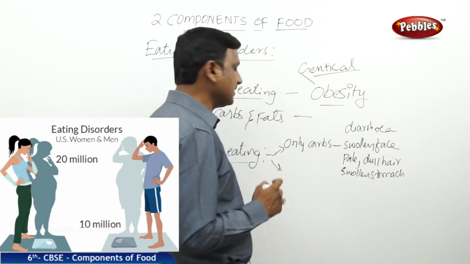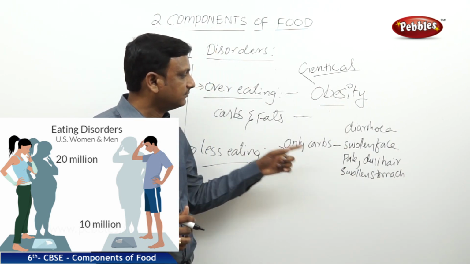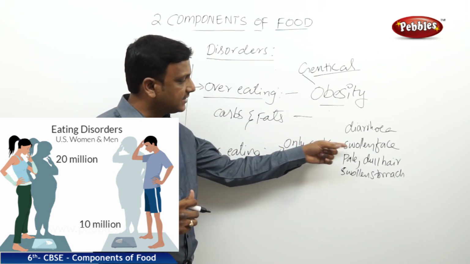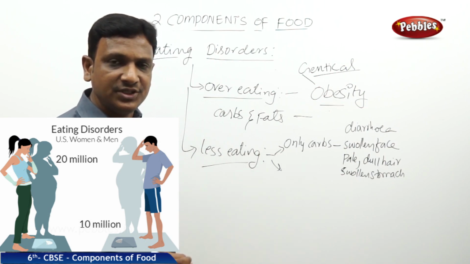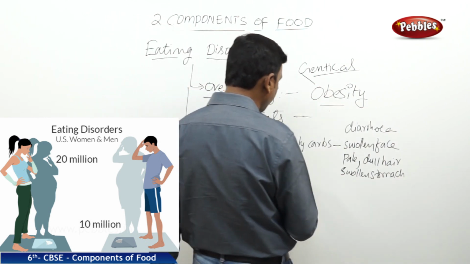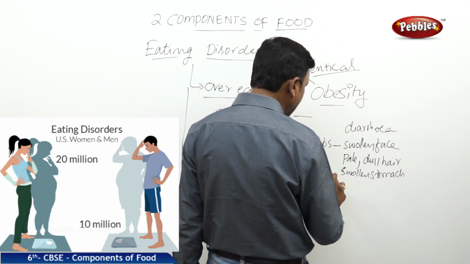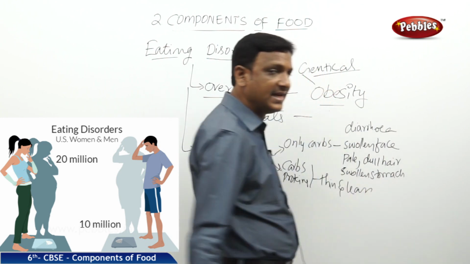If the deficiency means lack of, if their diet lacks proteins, only carbohydrates, then this kind of condition is seen. If the child is given a diet which is deficient in both carbs and proteins, carbohydrates are not there, proteins are not there, so how will they be? Very thin and lean, very delicate.